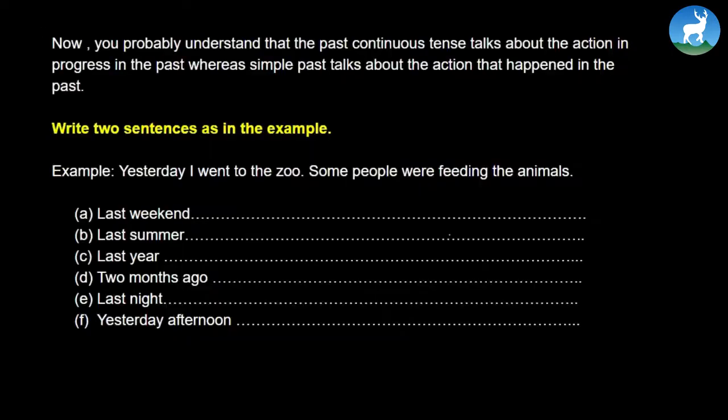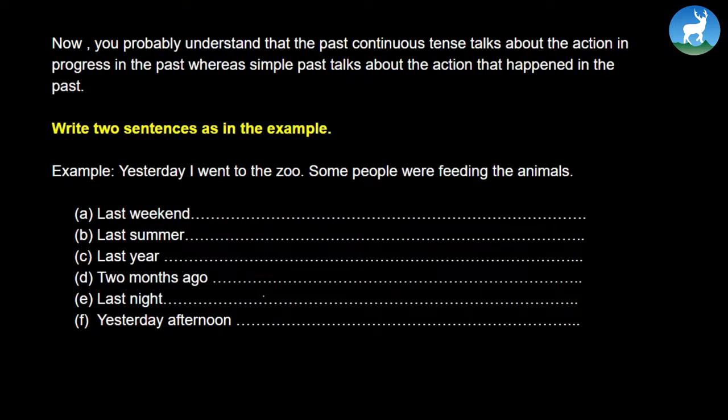Let's move further. Now you probably understand the past continuous, remember we talked about that? It talks about the action in progress in the past, whereas simple past talks about the action that happened in the past. See, past continuous, something happened in the past and it continued for some time, while simple past talks about something that happened in the past.